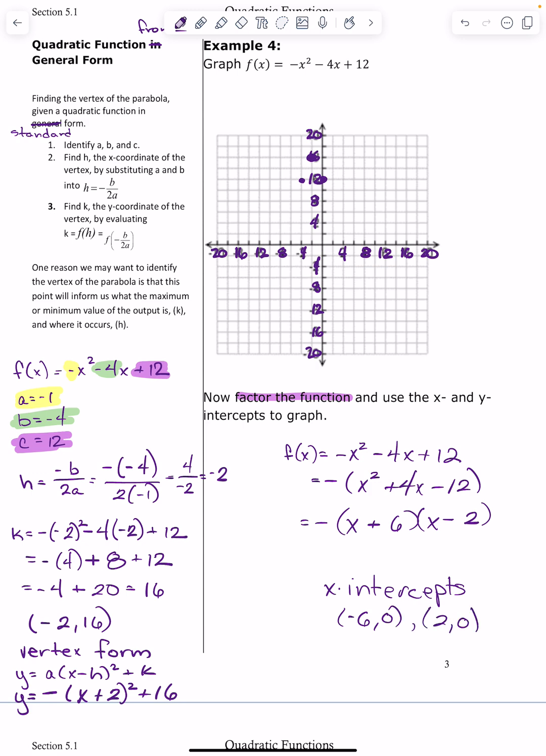So let's see if that makes sense. Here's my -6, 0. Here's my 2, 0. Seems to be pretty symmetric there. And I'm going to go ahead and graph this super skinny because I'm counting by 2's.